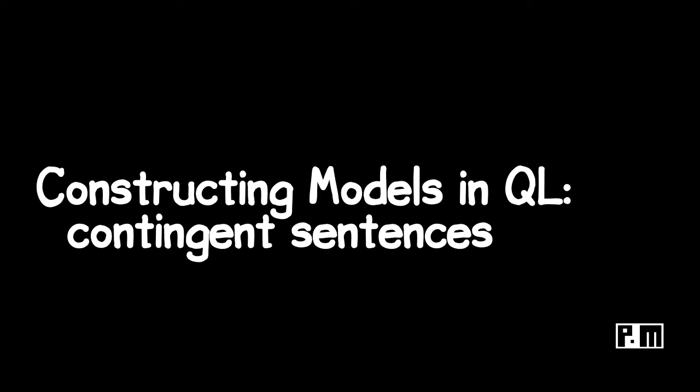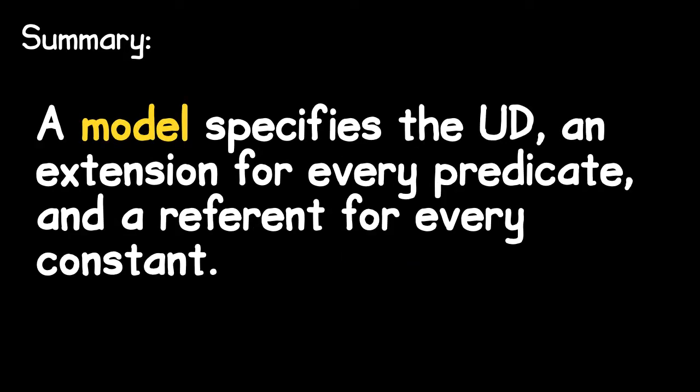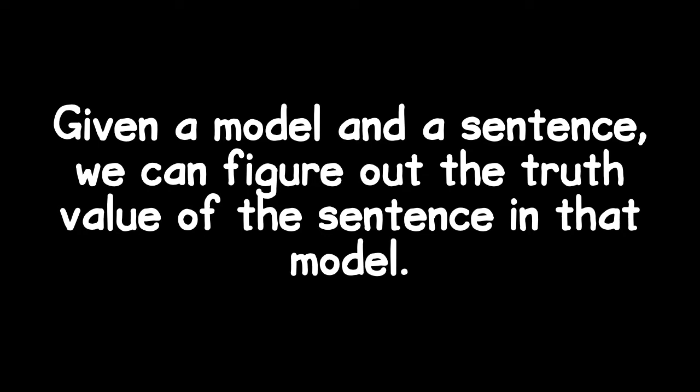This video extends on the semantics for QL and introduces the idea of constructing models to show that sentences are contingent. Recall that in the semantics for QL, the structure that specifies the truth value of a sentence is a model. A model specifies a universe of discourse, an extension for every predicate, and a referent for every constant. Given a model and a sentence, we can figure out the truth value of that sentence in the model.